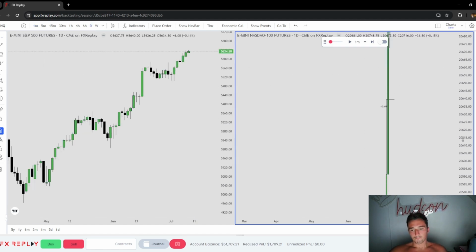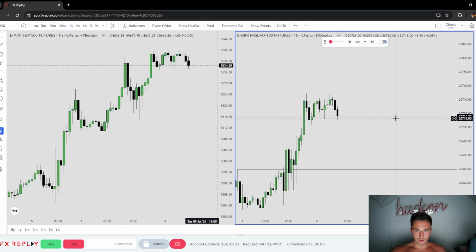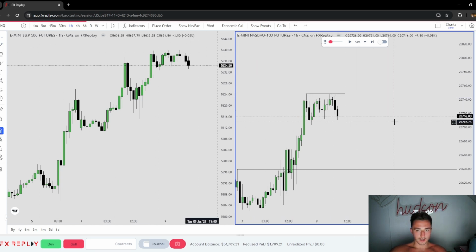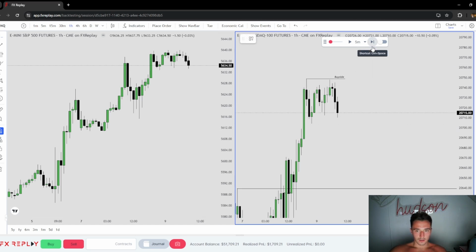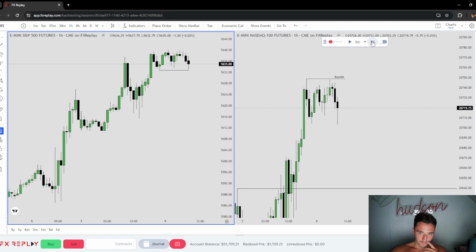Daily. Oh, so Monday did end up pushing us. 1 hour. Equal highs. Oh my gosh, this is going to be fun. Oh my gosh. Buy side. Let's speed this up. SMT down here. Equal lows on the ES.